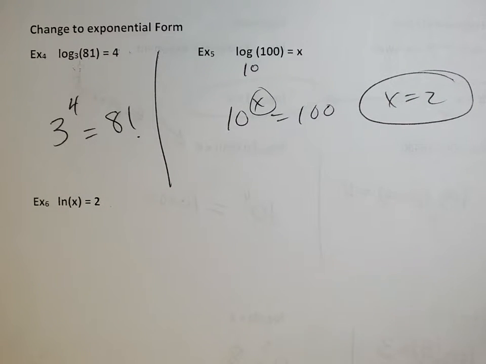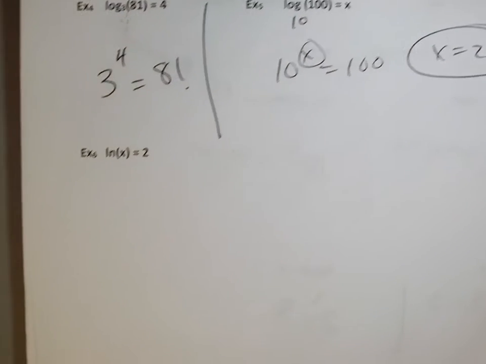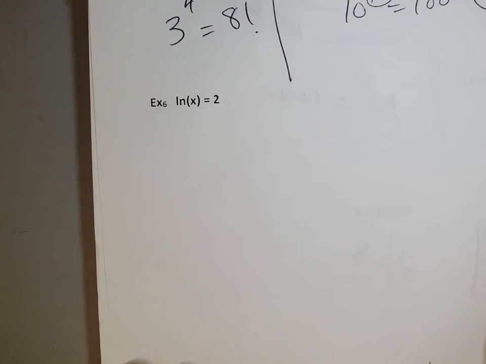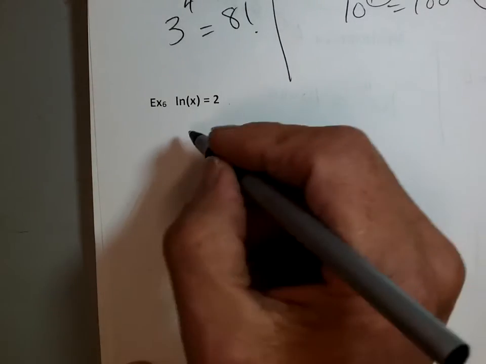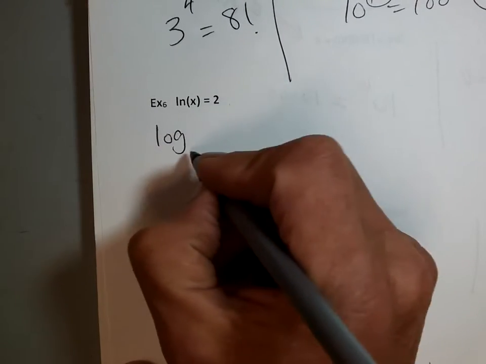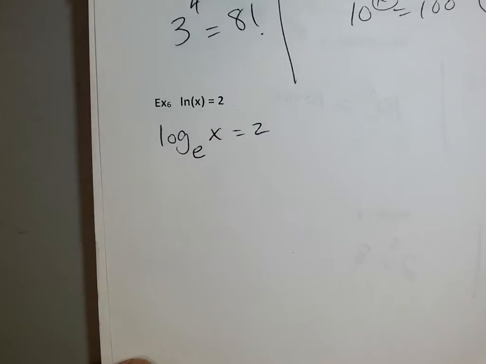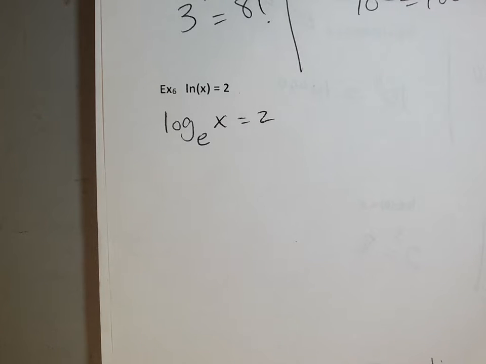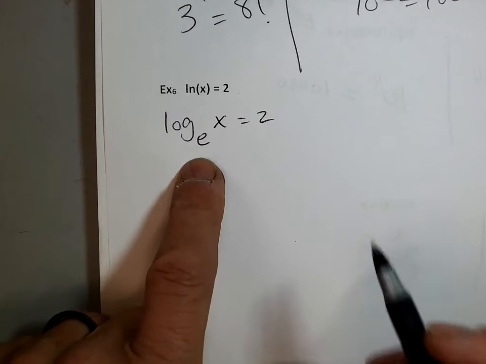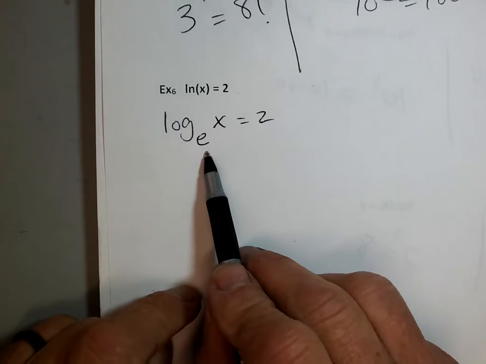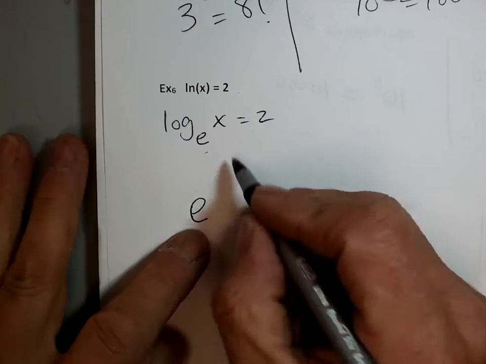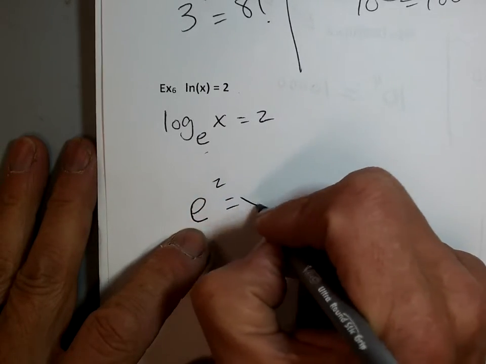Okay, example 6. Almost done. I got this ln. What's my invisible base? e. So if I rewrite this as log base e of x equals 2, I can't solve it that way, because if I try to take ln of x, it doesn't work. But I can change this. That's my base, e, to the 2nd power equals x.